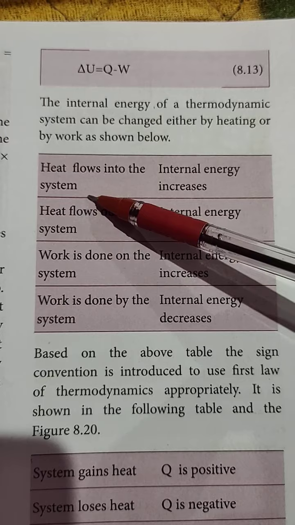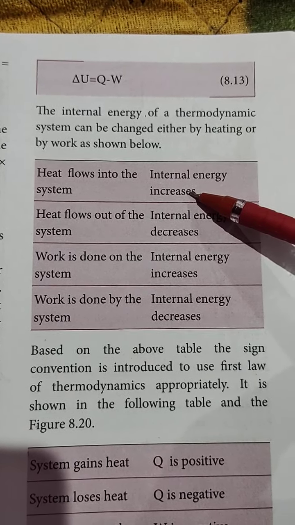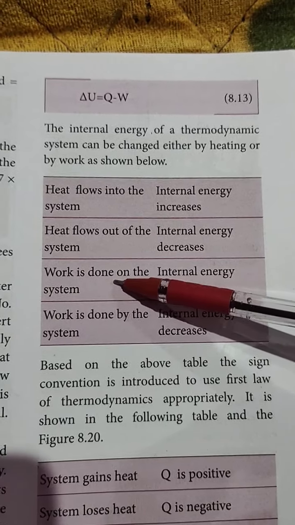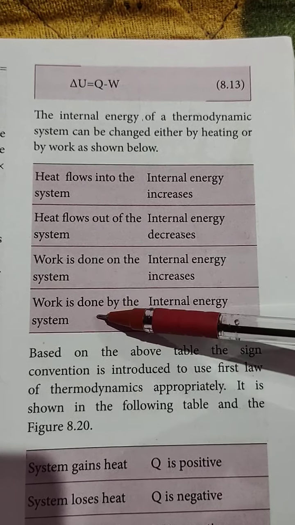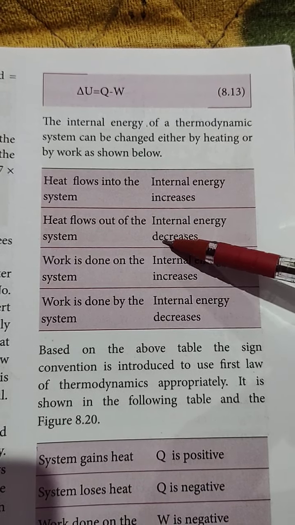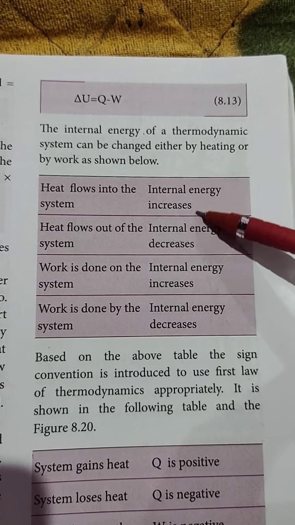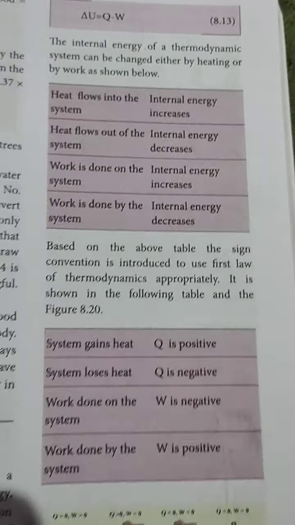Here the heat flows into the system, the internal energy increases. The heat energy flows out of the system, the internal energy decreases. So work done on the system, the internal energy increases. Work done by the system, the internal energy decreases. Based on the table, the sign convention is introduced to the first law of thermodynamics. So for increases, we put a positive value, and for decreases we put a negative value.